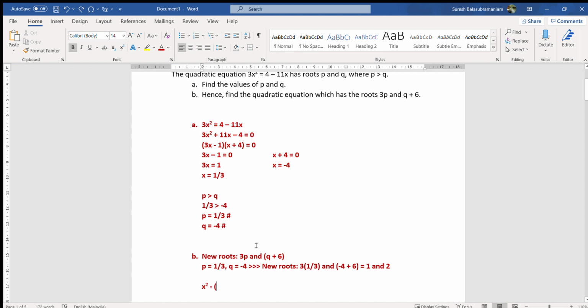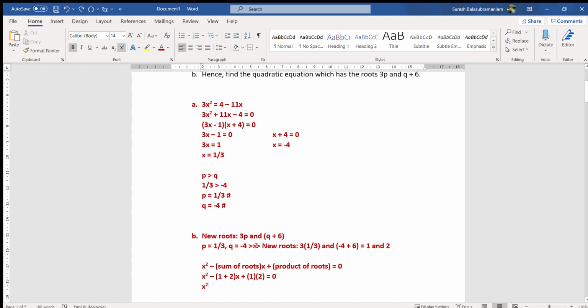So remember the formula for sum of roots and product of roots: x squared minus sum of roots x plus product of roots equals 0. Now, for the sum of roots I just need to add 1 and 2. For the product of roots I need to multiply 1 and 2. That will produce x squared minus 3x plus 2 equals 0. And this is our new quadratic equation. Okay, moving on to the next question.